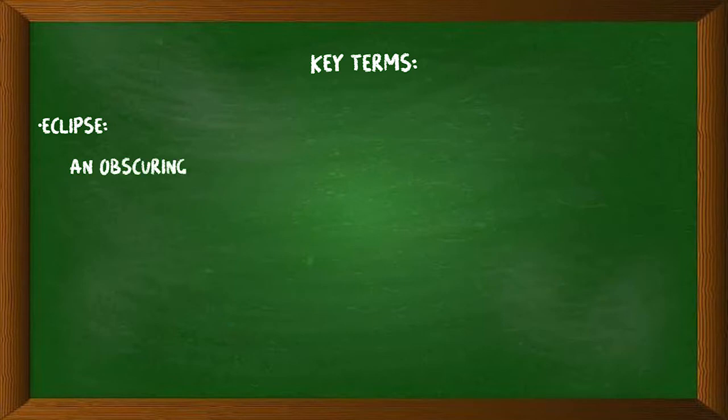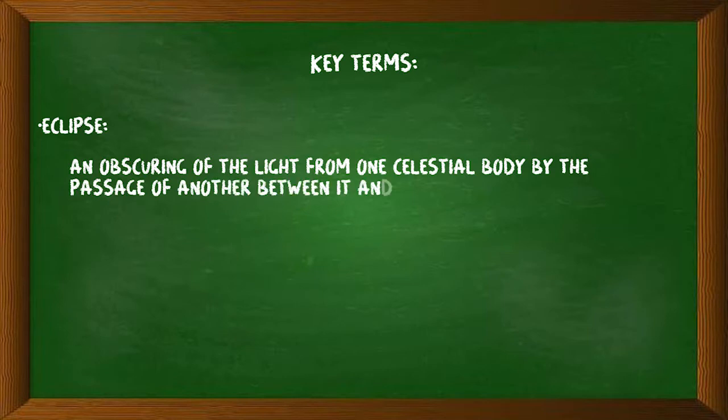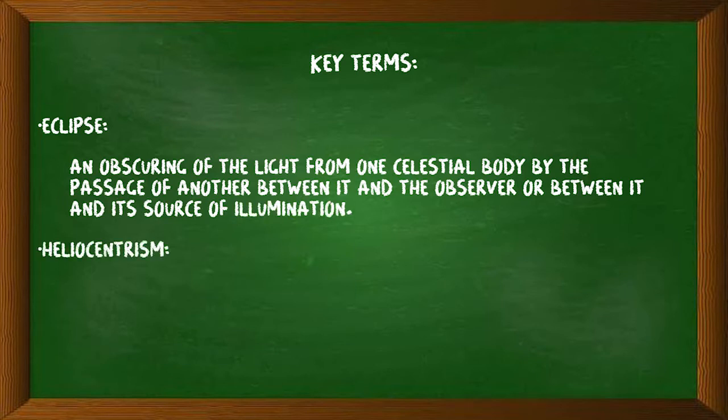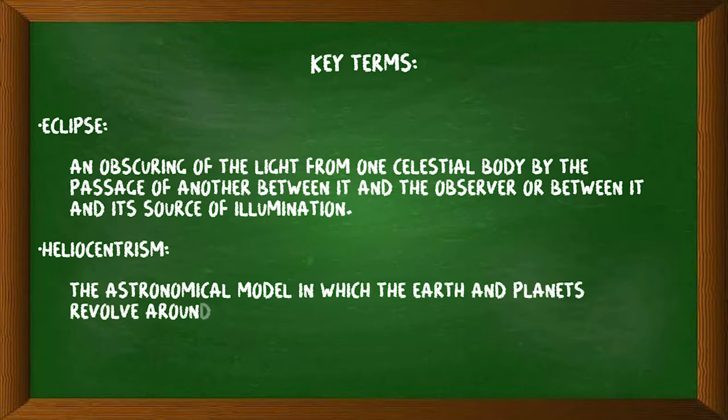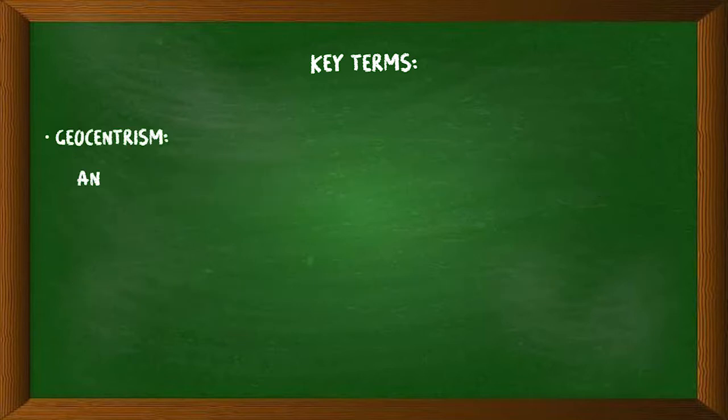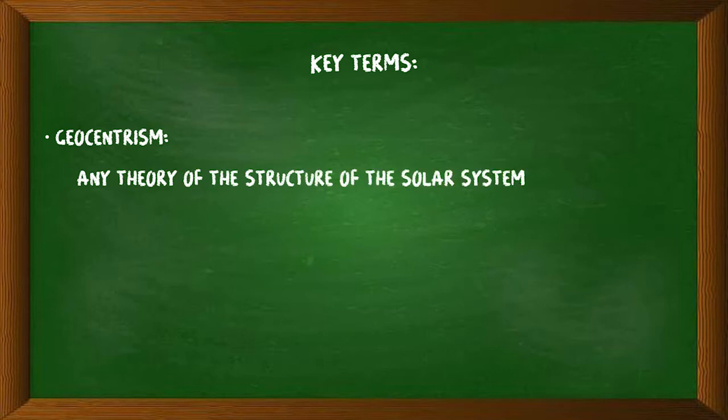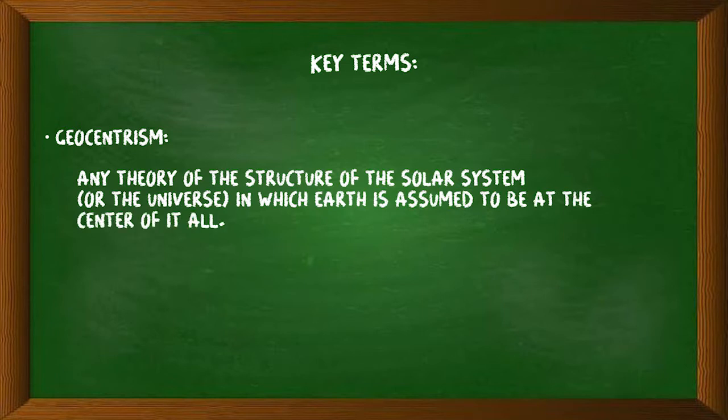Eclipse. It is an obscuring of the light from one celestial body by the passage of another between it and the observer, or between it and its source of illumination. Heliocentrism. The astronomical model in which the earth and planets revolve around the sun. Geocentrism. Any theory of the structure of the solar system or the universe in which earth is assumed to be at the center of it all.